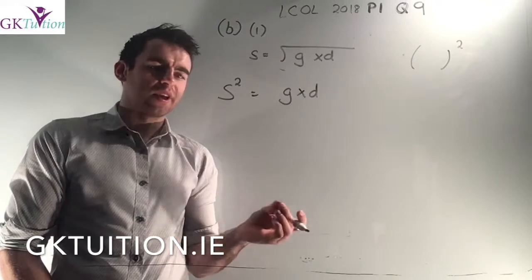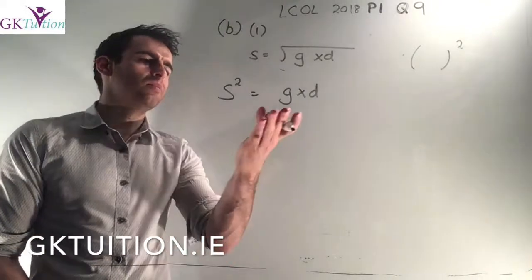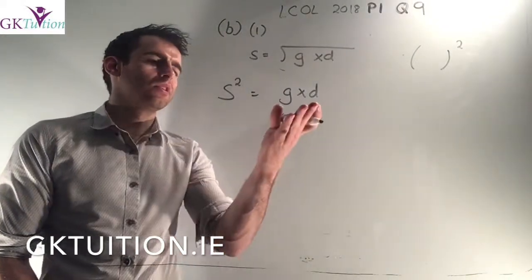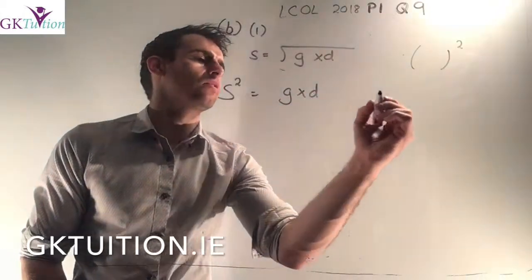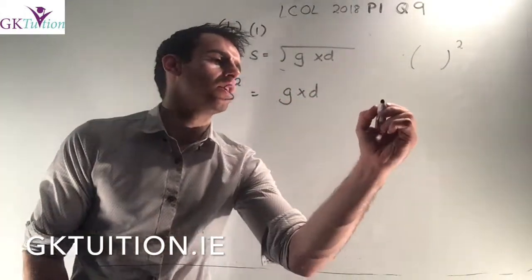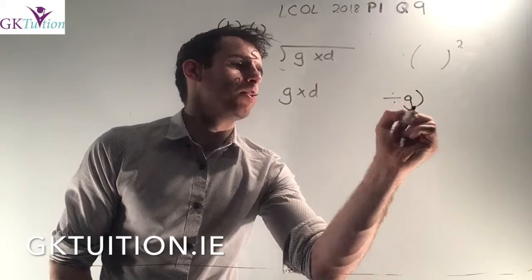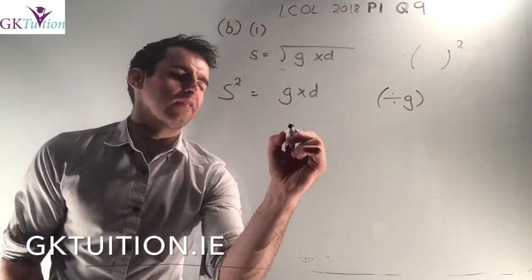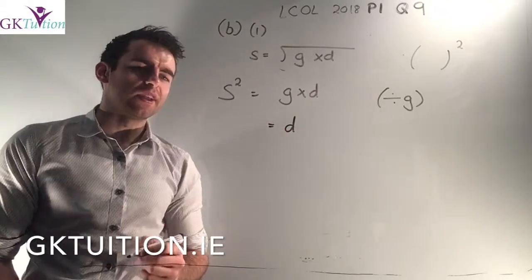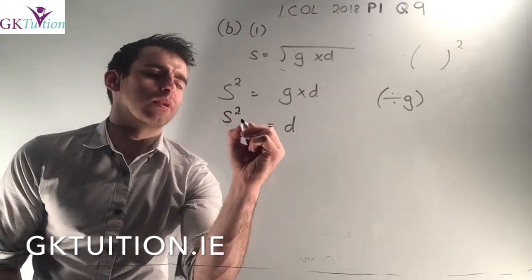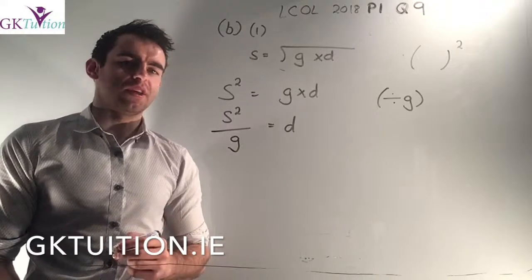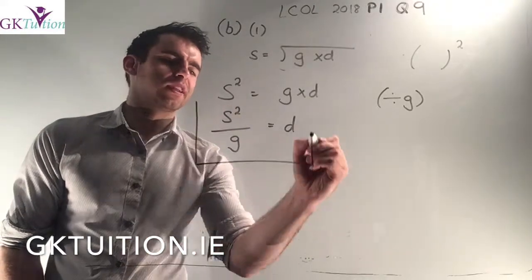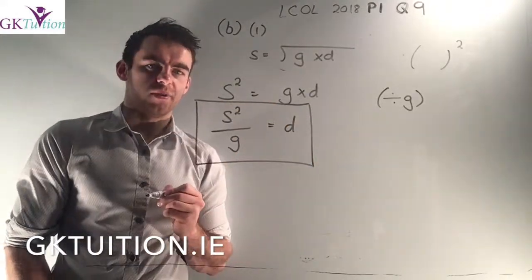And now I need to try and get D on its own. That's G multiplied by D. So in order to get rid of the G on the right-hand side, I need to divide both sides by G. If you divide the right-hand side by G, you'll just be left with D. If you divide the left-hand side by G, you'll be left with S squared divided by G. So your final answer there is that D is equal to S squared divided by G.